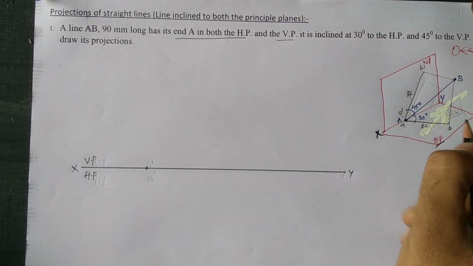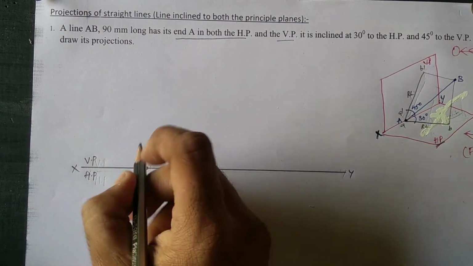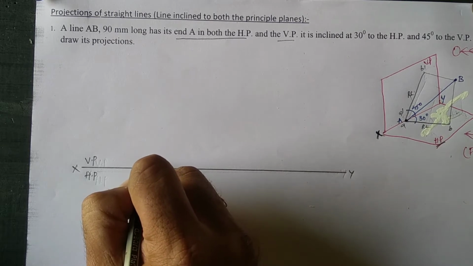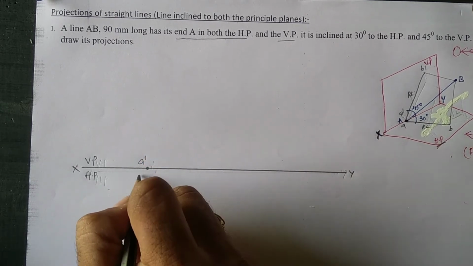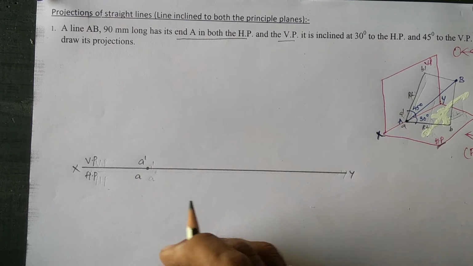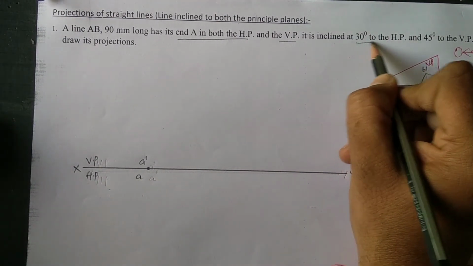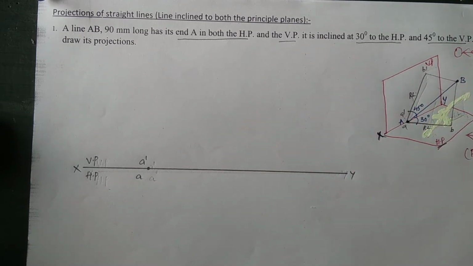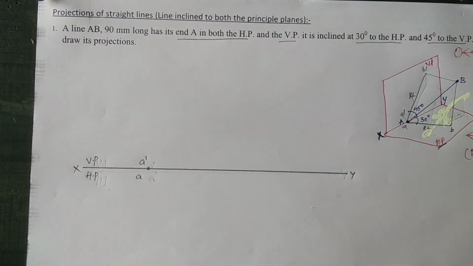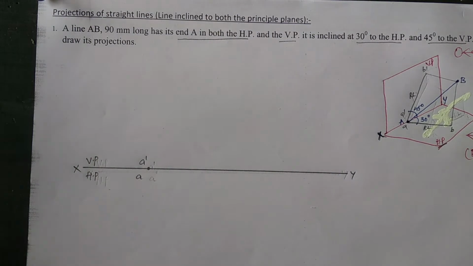As mentioned in the question, having its end A in HP and VP, mark this point as A dash and this one as A. Now, it is given that the line is inclined at 30 degrees to HP and 45 degrees to VP. Let me draw the line inclined to HP first.